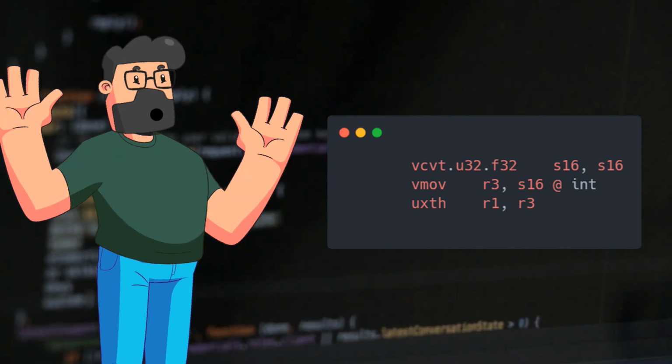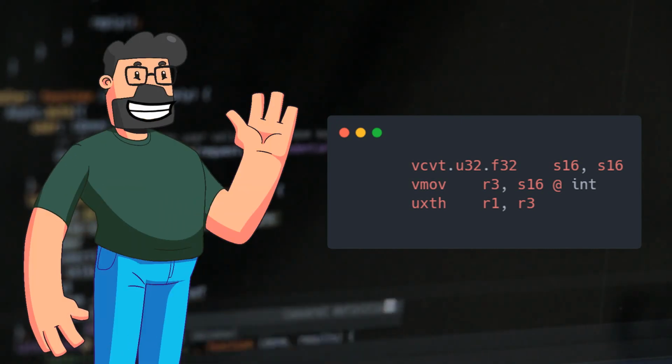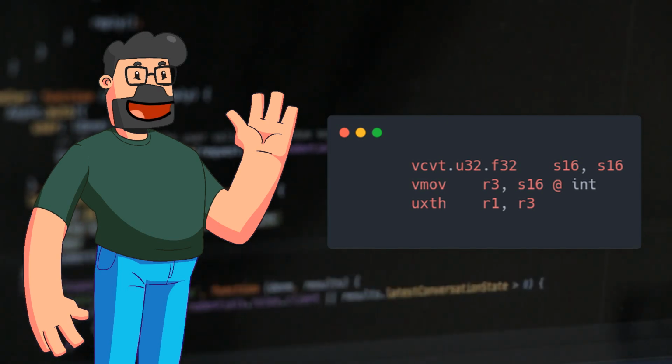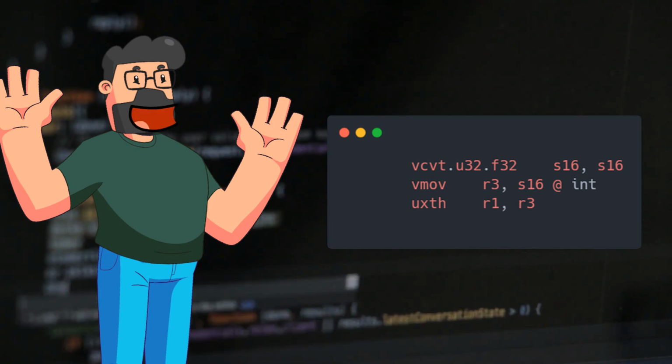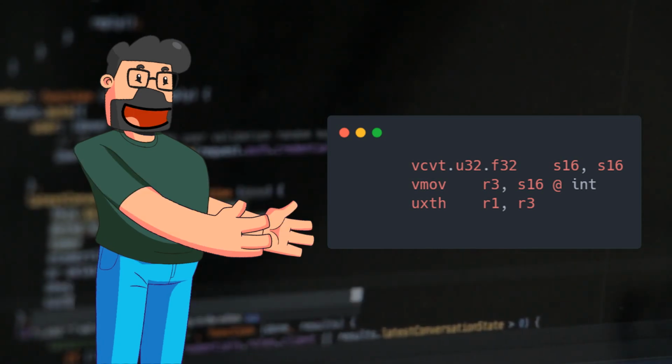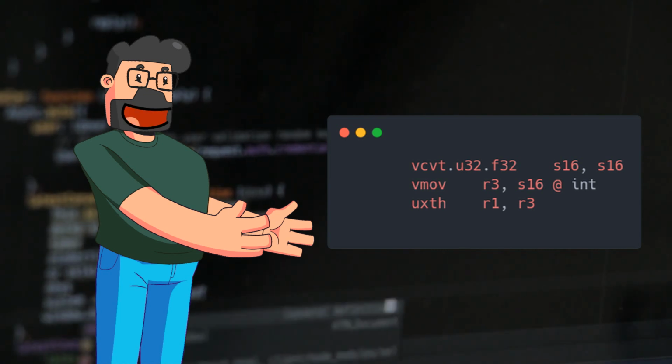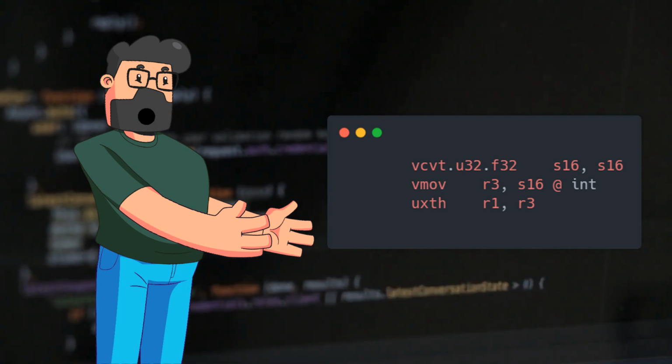The instructions are vcvt.u32.f32, vmov, and uxth. These instructions are crucial in handling the conversion process, especially when dealing with negative float values. Understanding how these instructions operate sheds light on why certain values may be truncated or set to 0 during conversion.